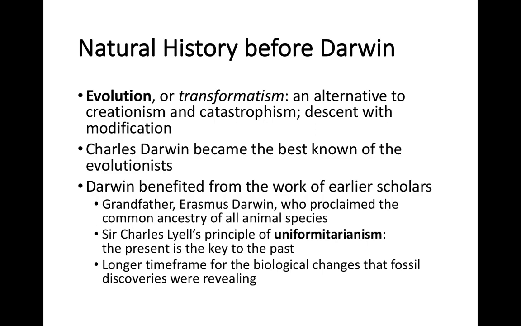So, evolution or transformism was proposed as an alternative to creationism and catastrophism. And the basic premise of evolution is descent with modification. That is, we're talking about heritable traits. We're talking about things that you inherit from your parents, your grandparents, your great grandparents, and so on, with slight little tweaks. Charles Darwin became the best known of who we might call evolutionists, evolutionary theorists, with his model of evolution by natural selection.